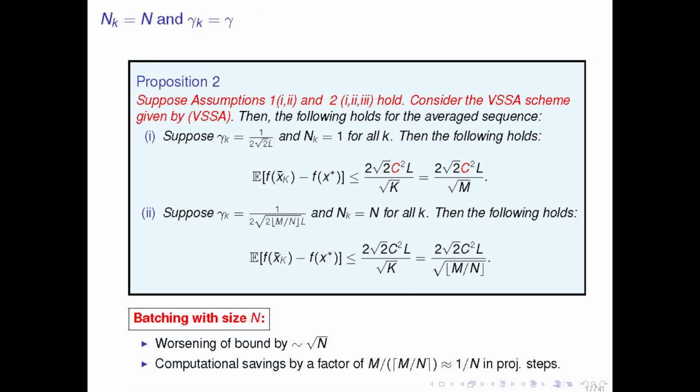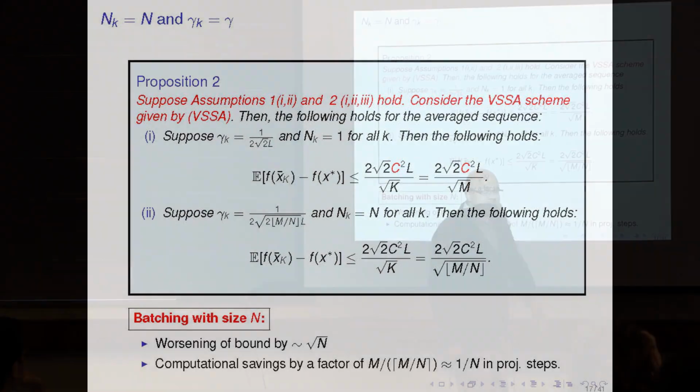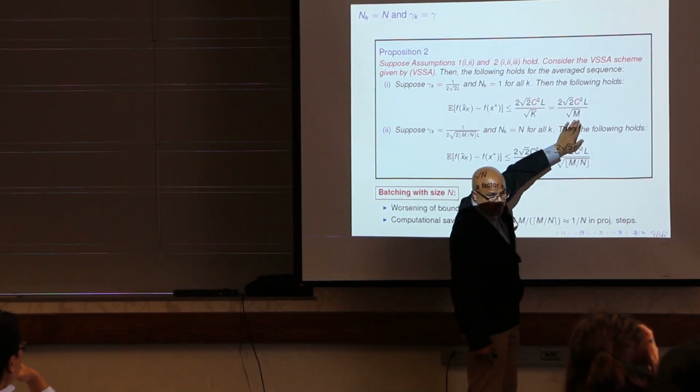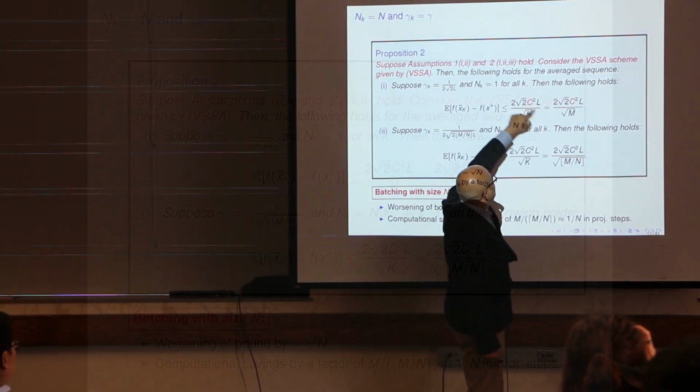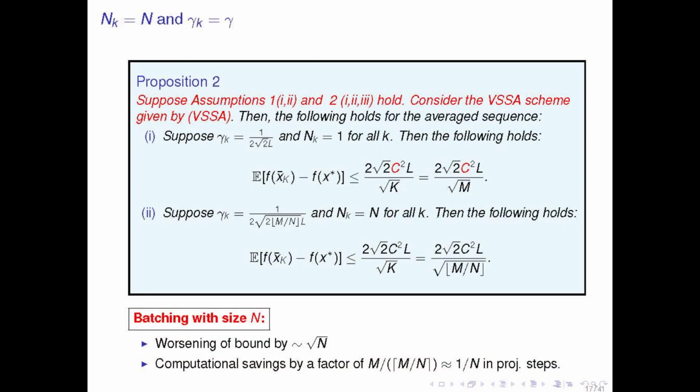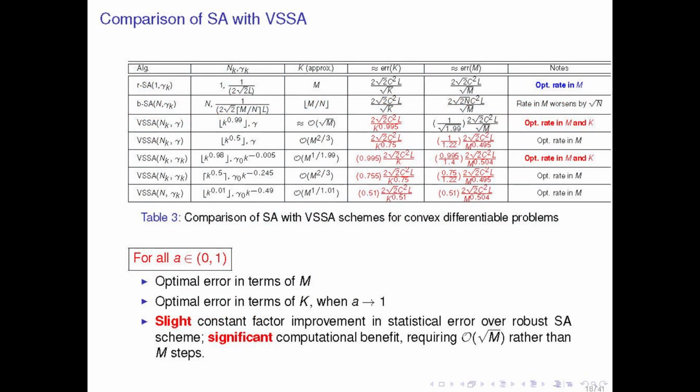So if you look at Nemirovski's result, this is the result they have. This is the optimal constant step length. You get this statistical accuracy, which is optimal. And since k is equal to m, that's the rate in terms of projection steps. If you use batching, you get a similar result here, but you have this worsening here. Okay? So if you batch, there's a worsening of the bound by approximately square root n, but you have a savings in terms of projection steps. So I want to just use that to compare our method.